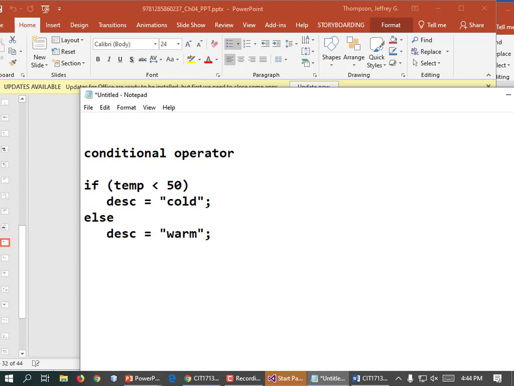Took 4 lines of code. And yeah, we could delete some line returns and try to get it down. But here's another way you could do it. Description equals, and then put your condition. And you actually don't have to put the parentheses, but I think that it makes the syntax easier to read. Temp less than 50 in parentheses.